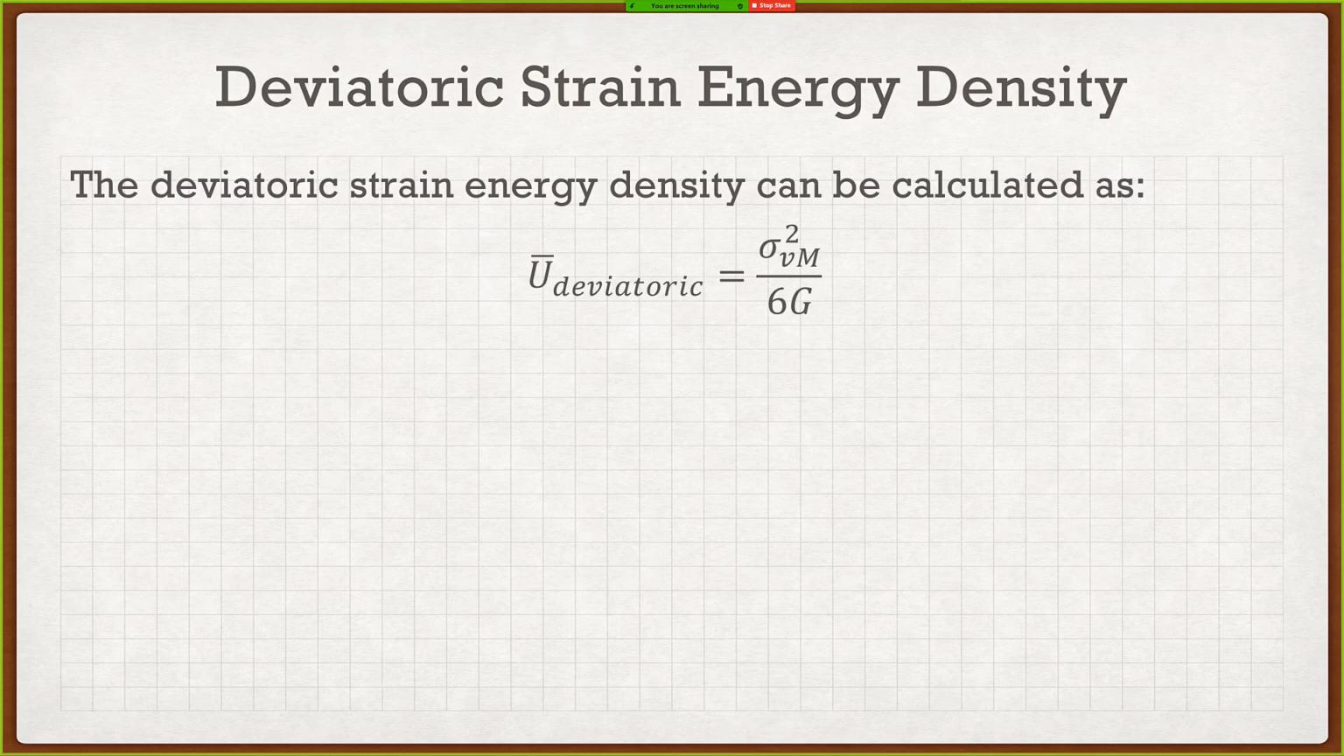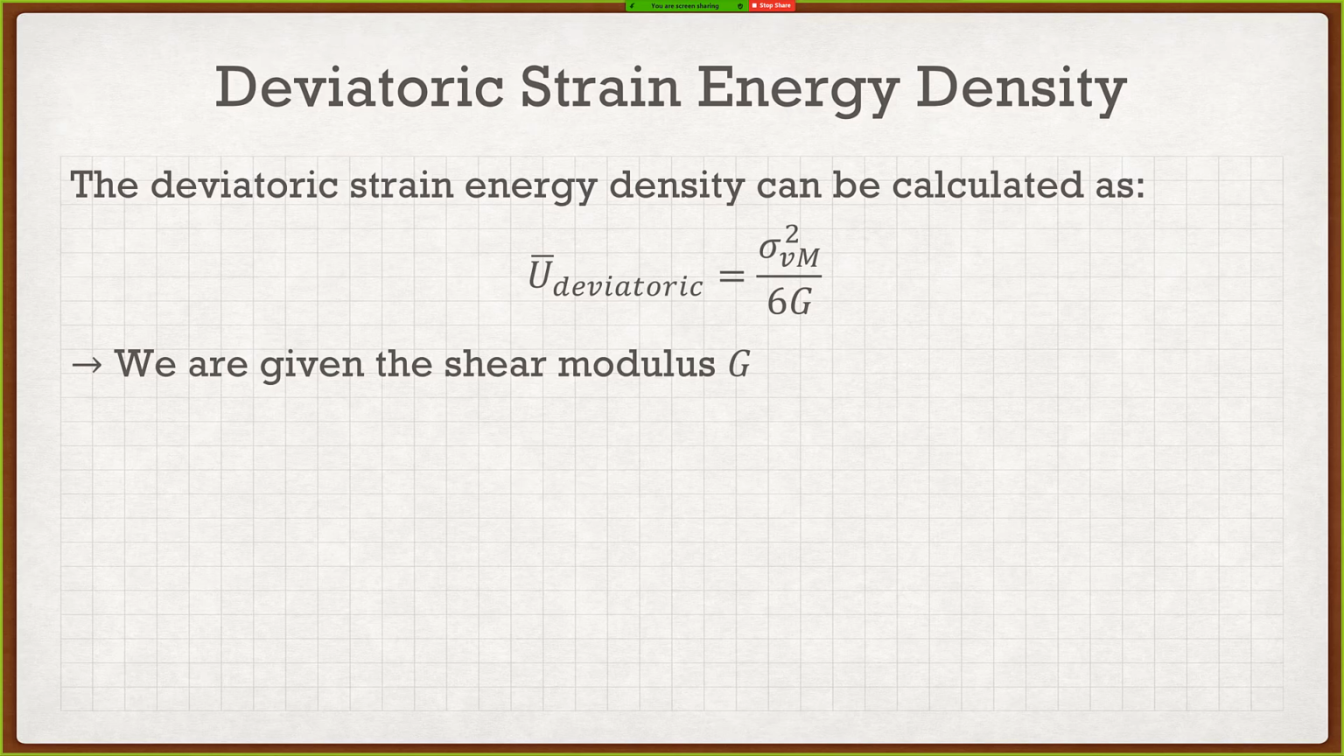Now, if we look at part B, it's a little bit different. It says, all right, we have that strain energy, but what about the deviatoric strain energy? In general, there's a nice formula for that, where the deviatoric strain energy is simply the von Mises stress squared divided by 6G. What is G? That's the shear modulus, and luckily for us, the question gives us that shear modulus, so G is not going to be a problem.